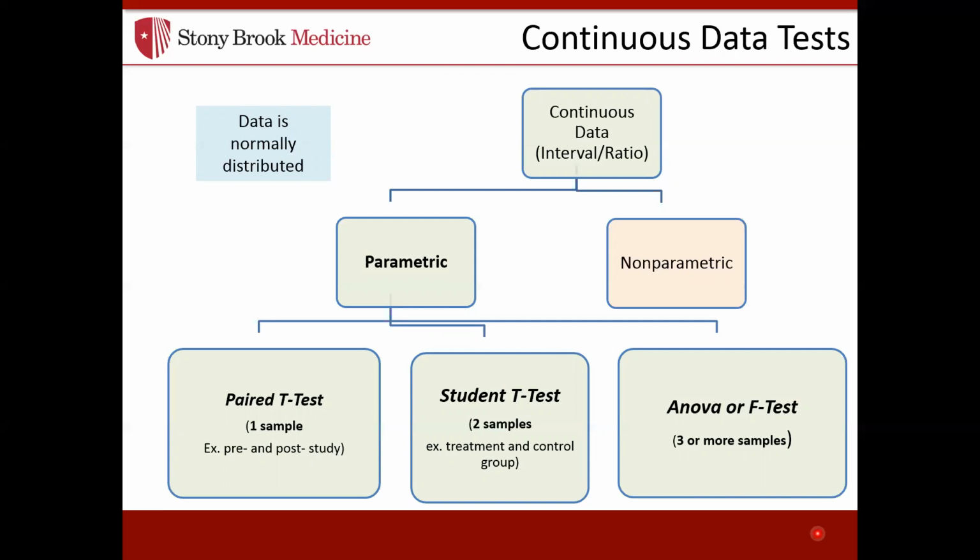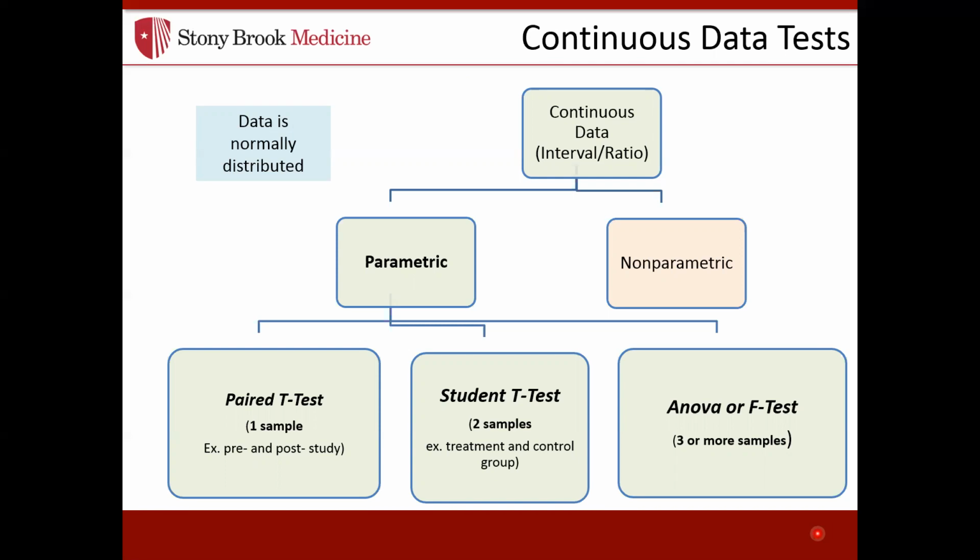So if you look at continuous data, which is your interval and your ratio data, you determine if it is normally distributed bell curve. So that is considered a parametric. Parametric means that it is normally distributed data. Accordingly, you determine the number of samples that you will be comparing.